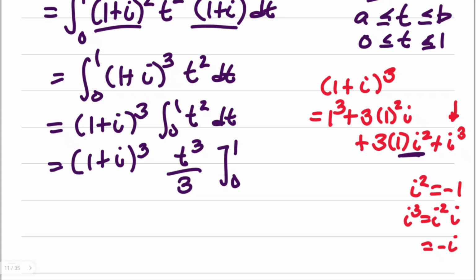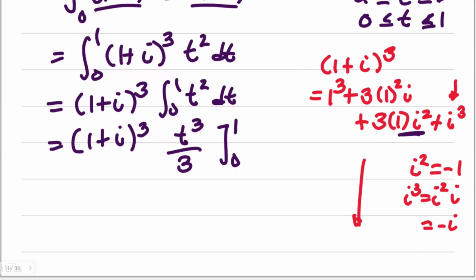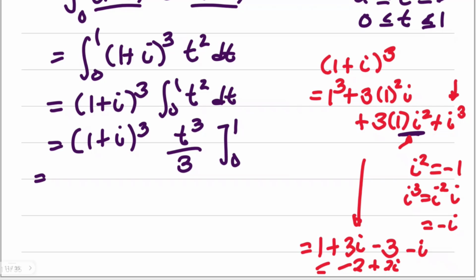Okay? So, applying all of that, you will have here 1 plus 3i, because the square of 1 is just equivalent to 1. So, that's 3i. Here, again, this is negative, right? So, minus 3. And our last term is minus i, because i cubed is i squared times i, and i squared is negative 1. Simplifying that, you will have 1 minus 3 is negative 2 plus 2i. That is the value we can use here. Negative 2 plus 2i. Let me move that down.